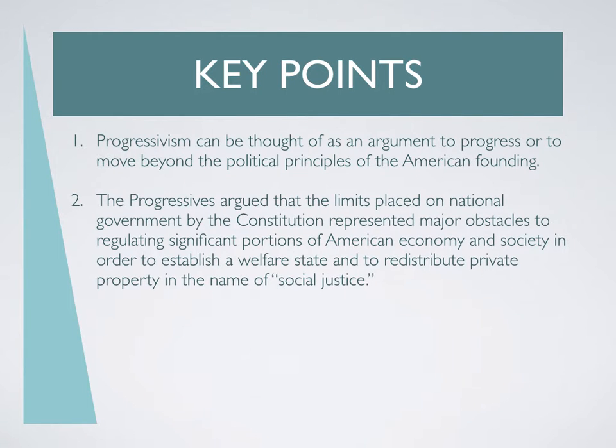The progressives argued that the limits placed on national government by the Constitution represented major obstacles to regulating significant portions of the American economy and society in order to establish a welfare state and to redistribute private property in the name of so-called social justice.